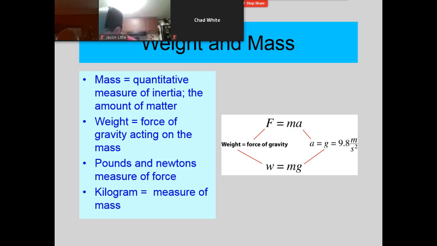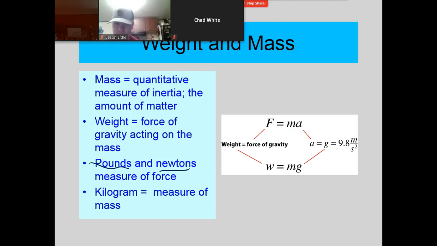Mass is a quantitative measure of inertia. I mentioned that before, a measure of inertia. Basically, it is the amount of matter you're dealing with, okay? Weight is the force of gravity acting on the mass or the object, okay? So weight is a force, pound measures forces, kilogram measures masses. Pounds and newtons are equivalent measures. They aren't the same numbers, but they're both measuring forces.